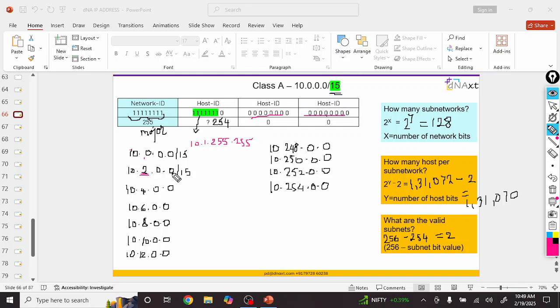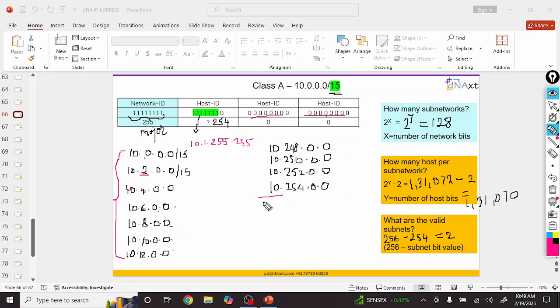10.3.255.255 is the broadcast ID of the second subnet. Then 10.5.255.255 is the broadcast ID of the third subnetwork, 10.7.255.255, 10.9.255.255, 10.11.255.255, 10.13.255.255. Here it will be 10.249.255.255. I have written a few subnetworks at the start and four subnetworks at the end.